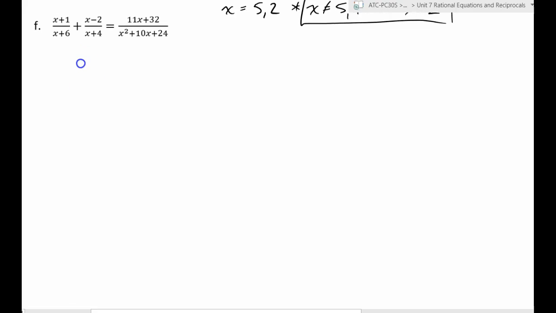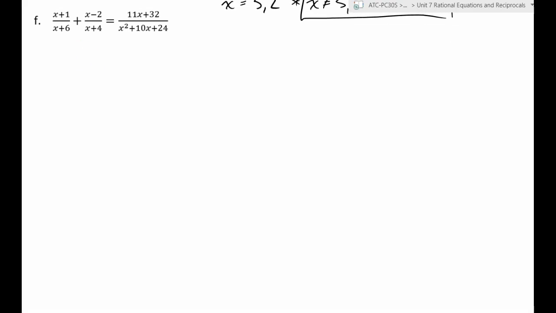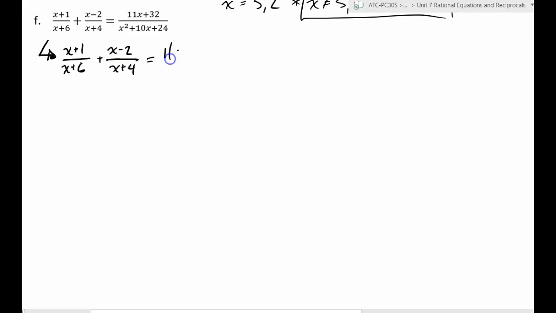Okay, last example, and it kind of looks like a monster. Don't worry, you still follow the exact same steps. So step 1 is still factoring. First expression, as simple as it can be. Second expression is as simple as it can be. Third expression, that needs to be factored. So I'm going to rewrite this equation. And I'm going to make sure that on my right-hand side, I'm going to factor that denominator.